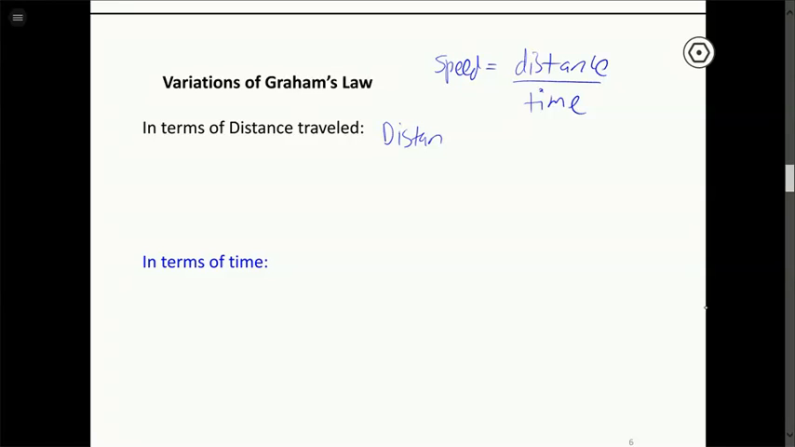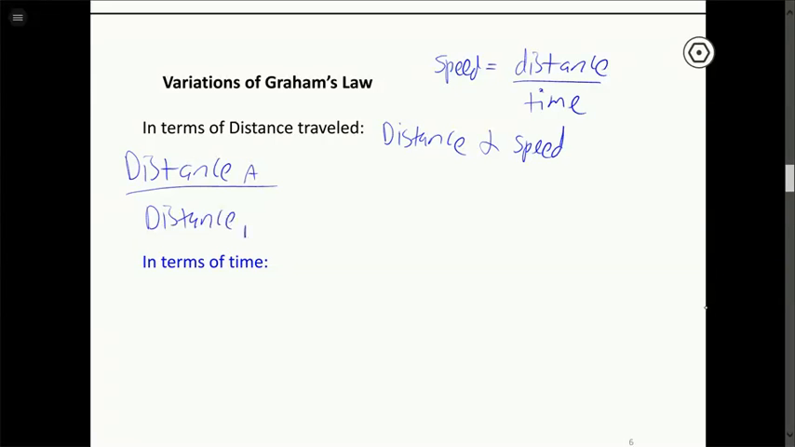So if we want to rewrite Graham's law in terms of distance, the distance that gas A travels in a given period of time, divided by the distance that the second gas travels in the same period of time, is equal to that same ratio, the inverse of the square roots of the molar masses.